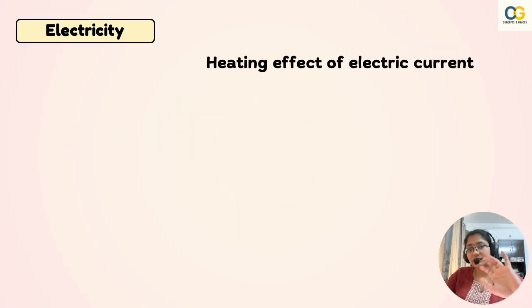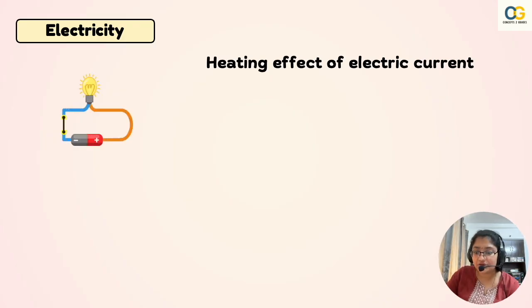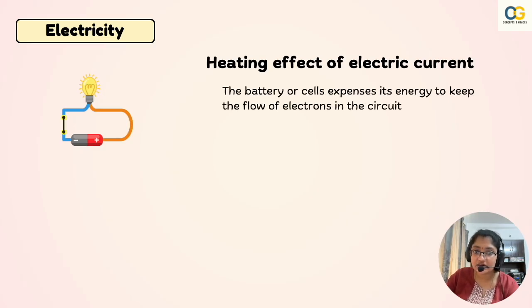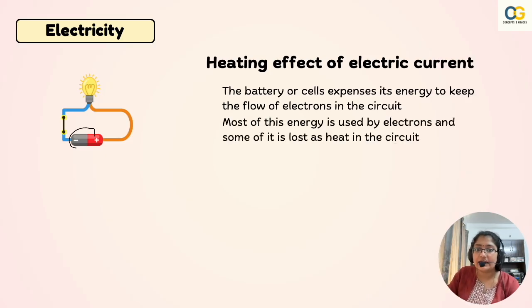Coming to the next one, which is the heating effect of electric current, where in any circuit, when you connect anything which is resistive, the energy in that circuit is dissipated as heat. So the battery, which has all the cells in it, expends its energy to keep the electrons flowing, and most of this energy is used by electrons to move in the circuit, and some of it is lost as heat in the circuit. So some heat is dissipated in the circuit.